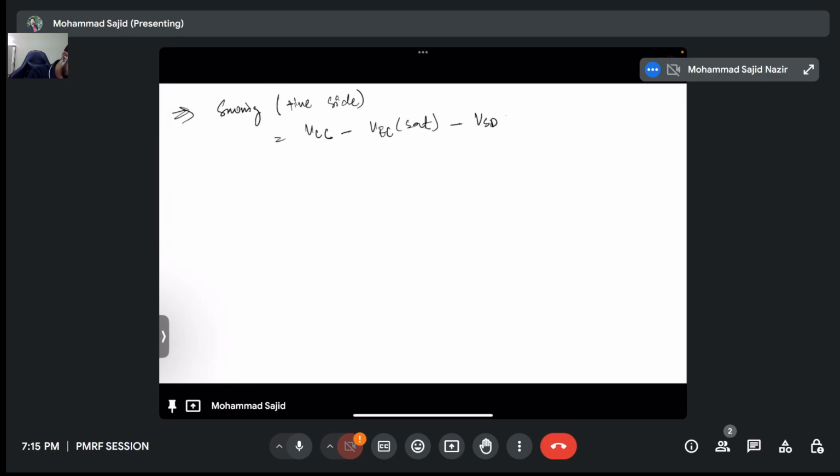Minus the VSD sat, let's call this one. And then we have our voltage. So this is 12 minus VCE sat is 0.3 minus VSD sat. For the VSD sat, I can write VSG minus VTHP, minus V0 DC.